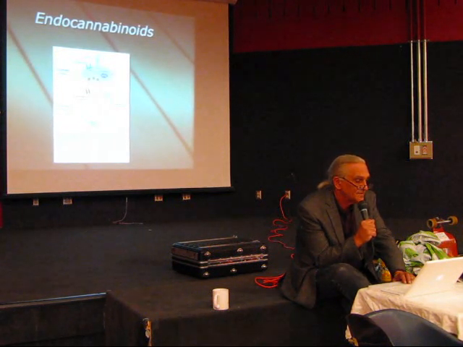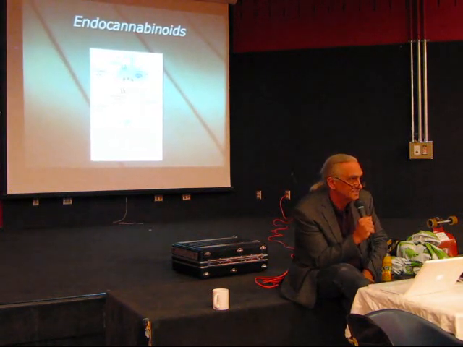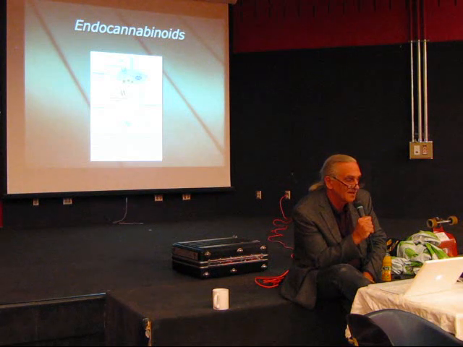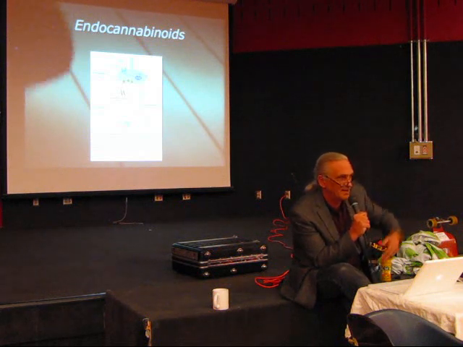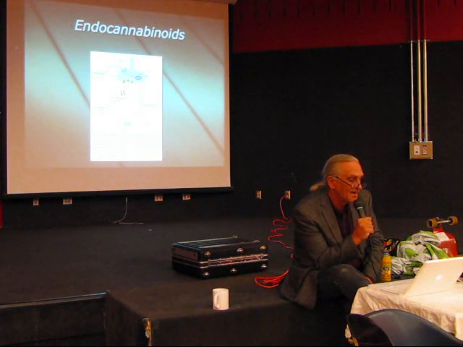The endocannabinoid system is made up of the receptors, the ligands, or the compounds that bind the receptors, and the enzymes that make them and break them down. And we often forget about the enzymes. There's one they call FAAH, fatty acid amide hydrolase, something like that. It's an enzyme that breaks down endocannabinoids after they bind the receptor.